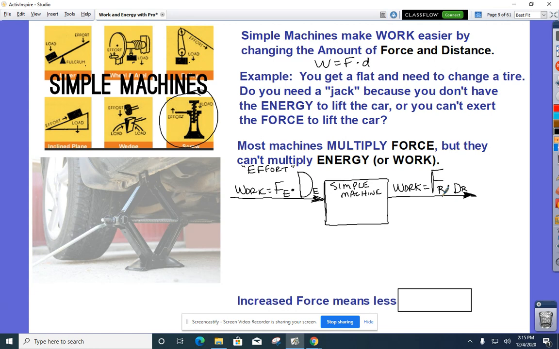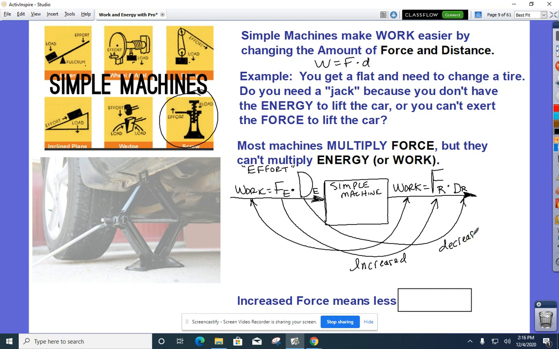Okay, so what we see is a force multiplier. So the output force becomes a lot bigger. It just comes at the expense of a much smaller distance. Okay, so this is the idea behind a simple machine. You notice the amount of work that I do ideally would be exactly the same, but my force becomes bigger, but that comes at the expense of the distance becoming smaller.